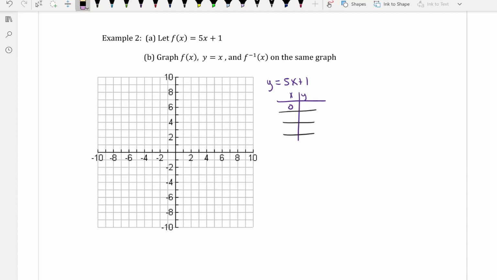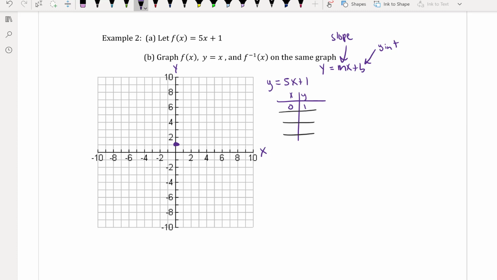And I said 0, 1, didn't I? There we go. Okay, so remember that's my y is equal to mx plus b, where b is the y-intercept and m is the slope. Okay, so I have my point 0, 1. So here on my y-axis, I have 0, 1 as my y-intercept. Now my slope is 5. So that tells me I'm going to go up 5 to the right 1.